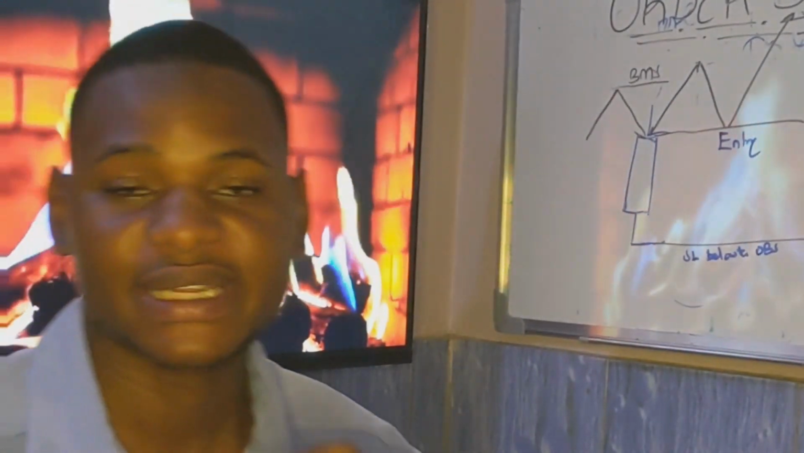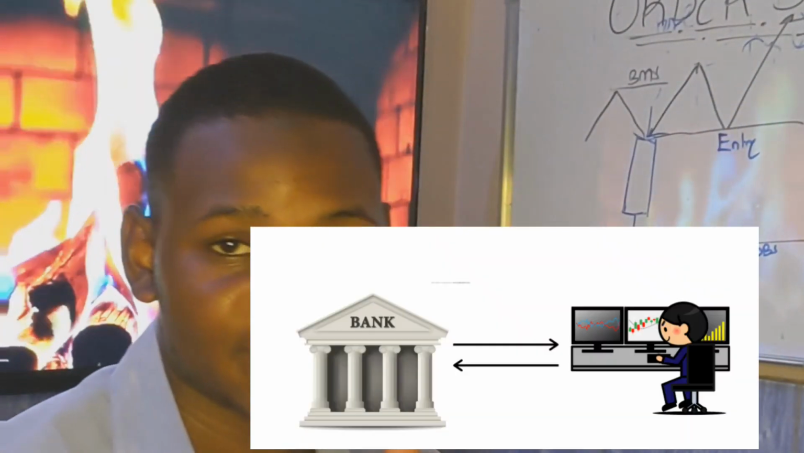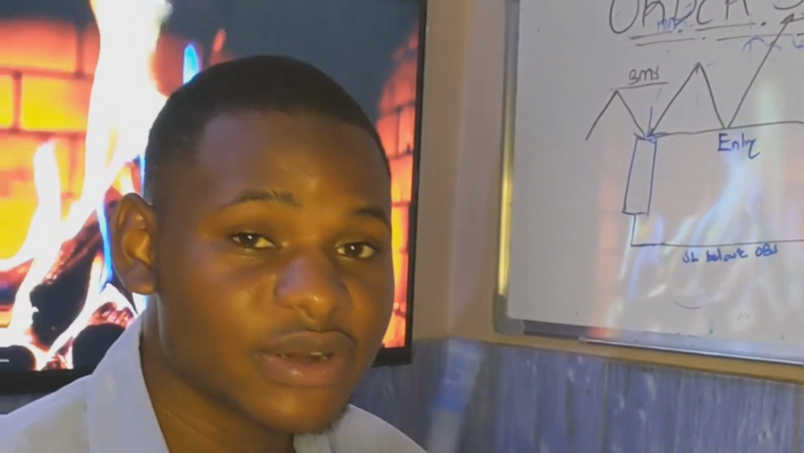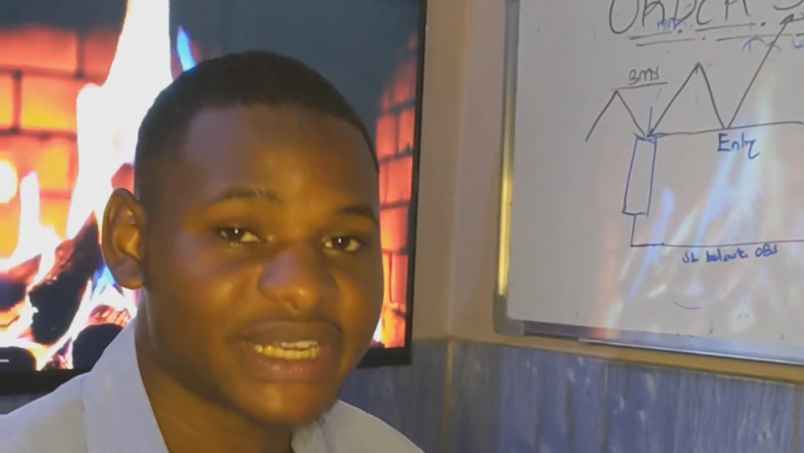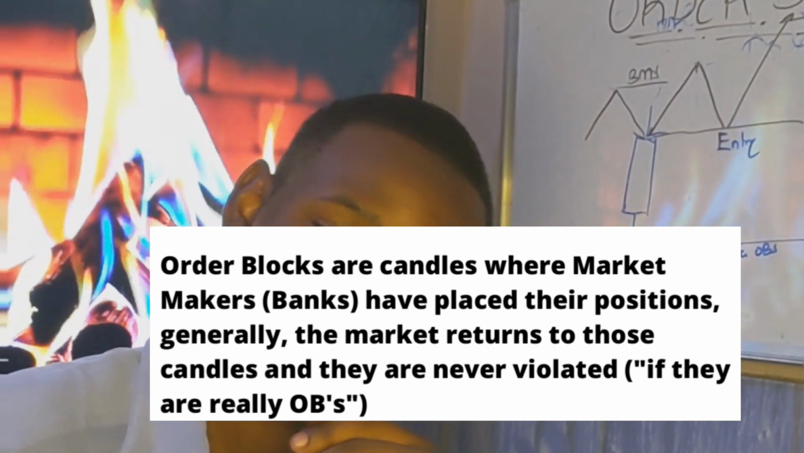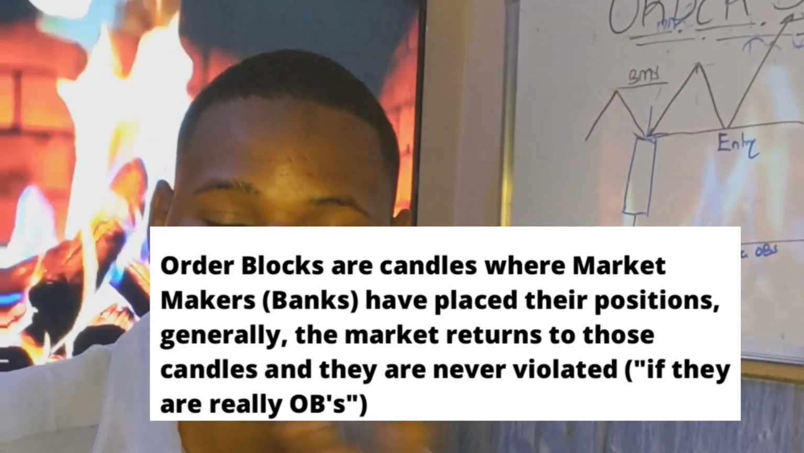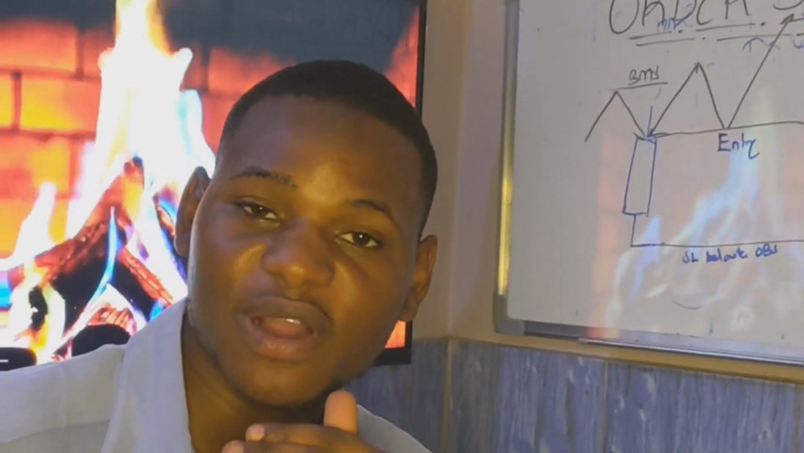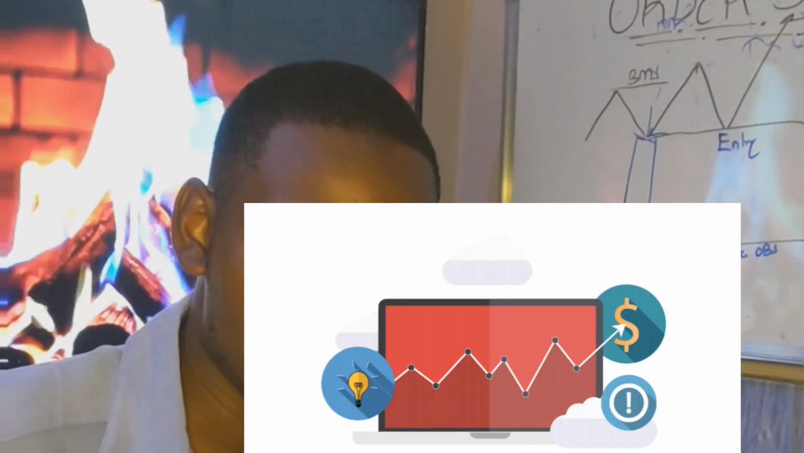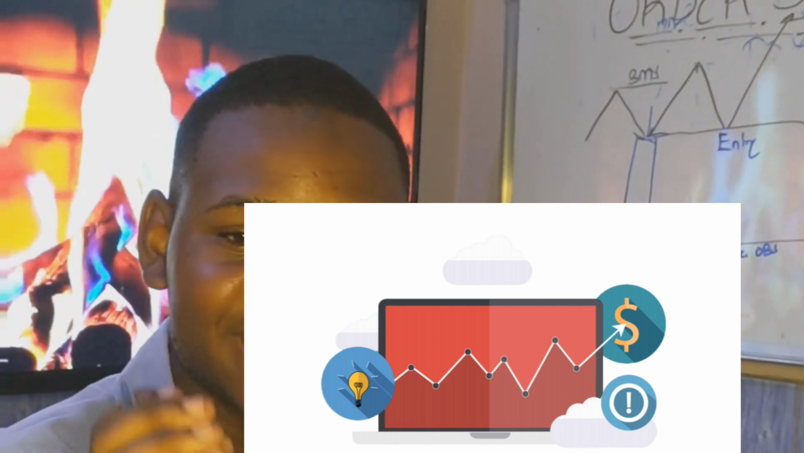What is an order block? This is the place where the big institutions, market makers, banks, place their positions. Now, an order block is a candle where market makers place their positions. As we know, market makers are big institutions, banks. We know that the people who are controlling the markets are those big institutions, banks. The order block is the place where the big institutions are placing their entries.